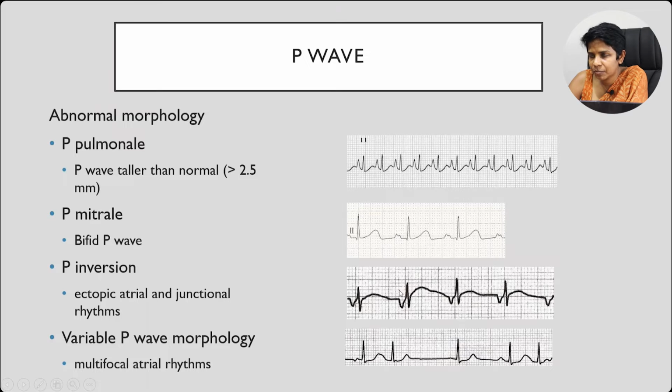Usually the P wave is upward in most of the leads, apart from one or two certain leads. If the P wave is inverted in leads where it should not be inverted, then that is most likely due to junctional or atrial arrhythmias. And sometimes the P wave can change in morphology in each beat, and then we say the patient has multifocal atrial rhythm, because the P wave originates from different places, different foci, therefore morphology changes.